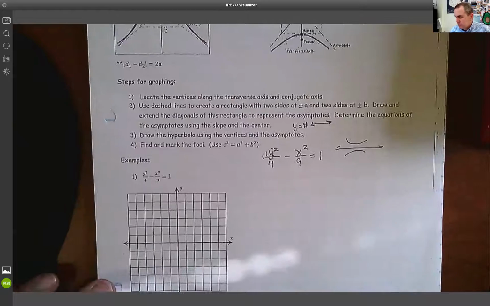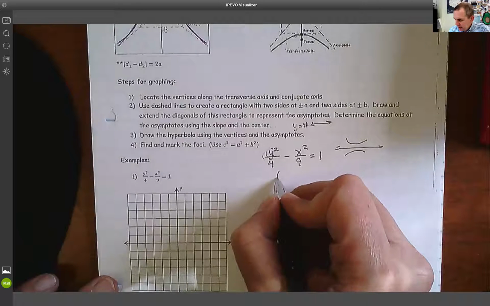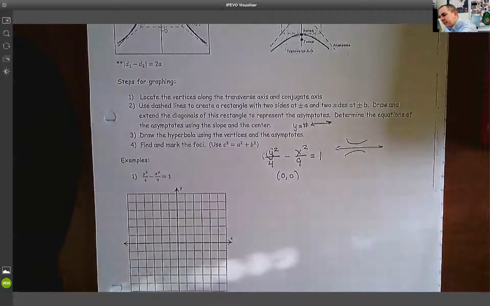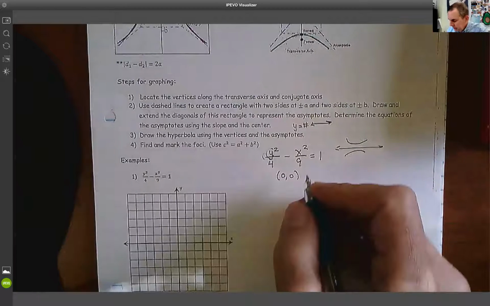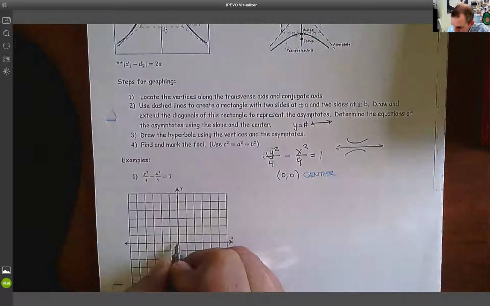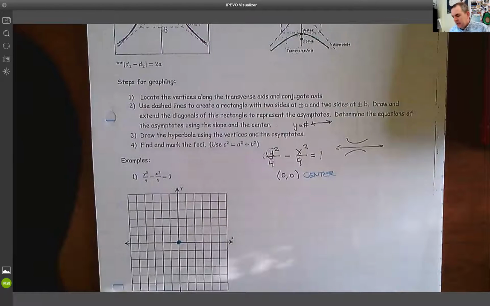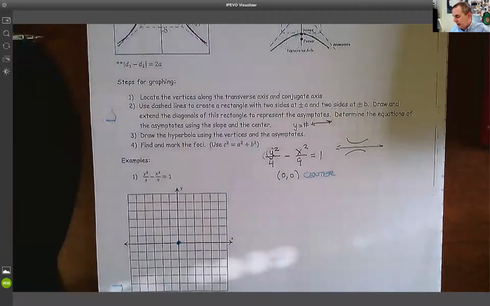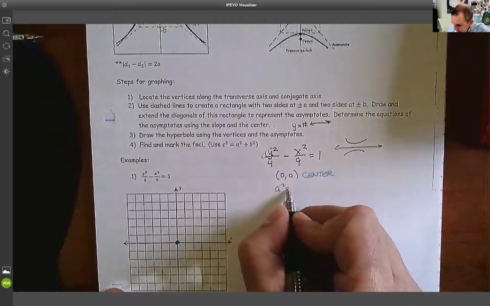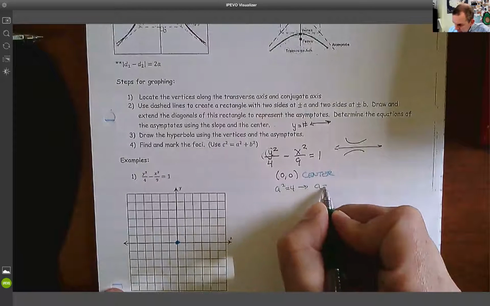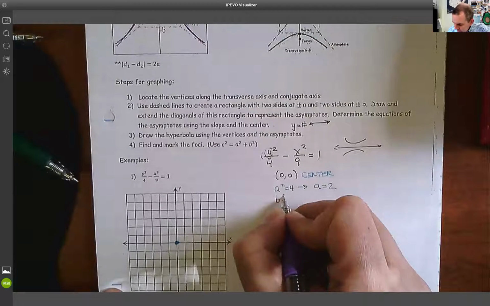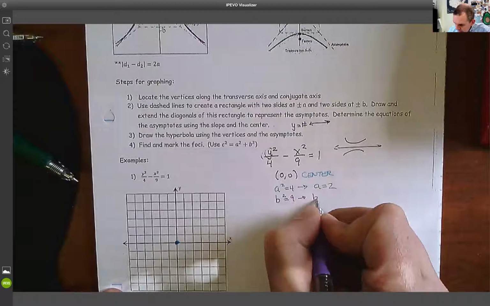Now we're going to figure out the center. The center here is h, k. In this case, it's 0, 0. So our center is 0, 0. This is at the origin. The next thing we're going to figure out is our a and our b. This is our a here. So a squared is 4, which means a is 2. Our b squared is 9, which means b is 3.